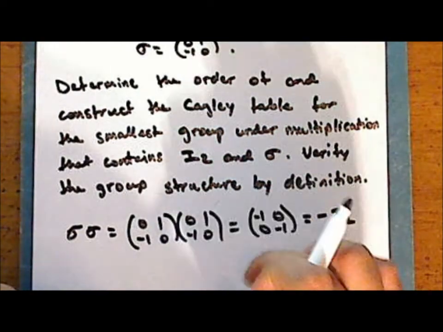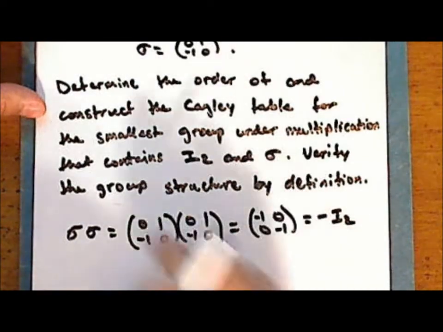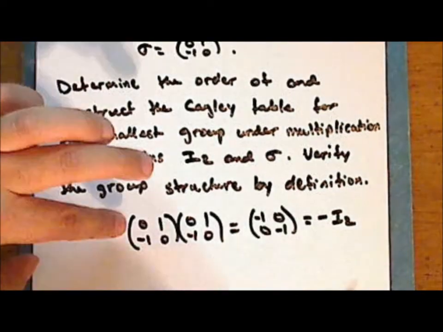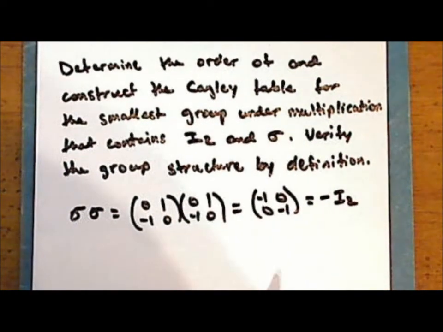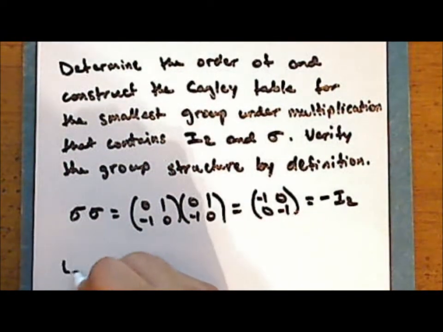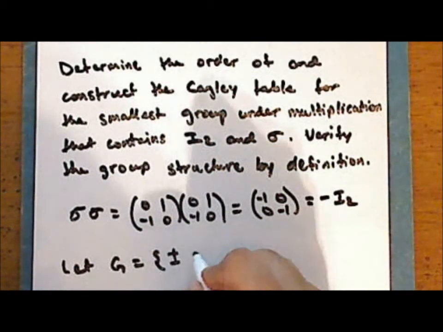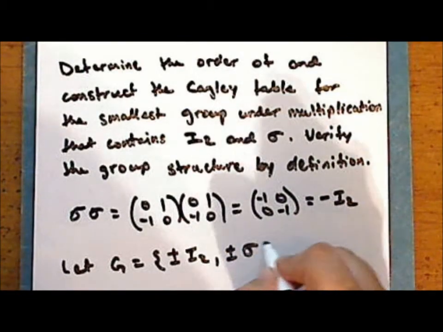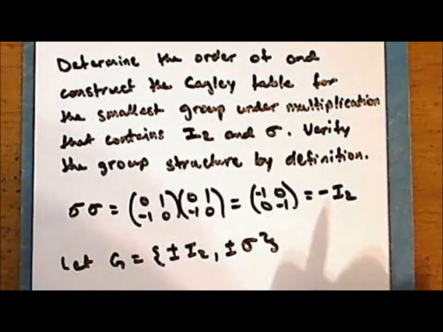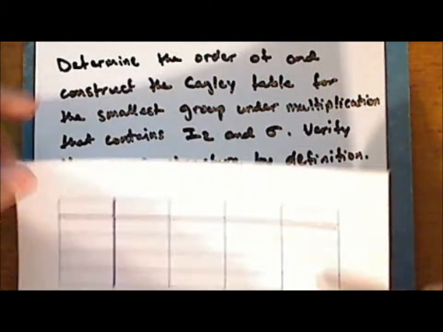So notice that with this product, all that we have done is to introduce a scalar multiple, by the scalar negative 1. And so we must also have negative sigma. And so let the set G be the set which contains plus or minus the identity matrix and plus or minus the matrix sigma. We now have enough to construct the Cayley table.